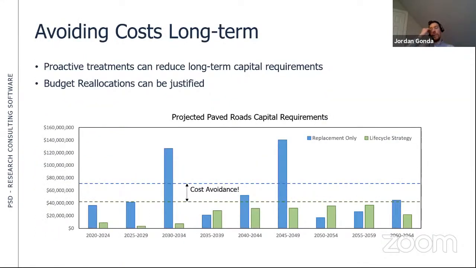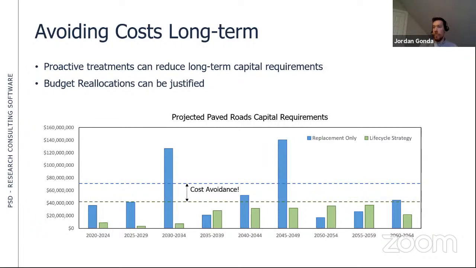This is just one way we can visualize it. This is an example that I see many times over: a lot of times we compare a replacement-only strategy to a more proactive strategy where we have things like maintenance and rehabilitation. And what I'm plotting here is one example showing costs over time. And as you might guess, the replacement-only strategy in the blue is more than the life cycle strategy. Of course, you wouldn't know this up front, but this is where it's important to have good data.